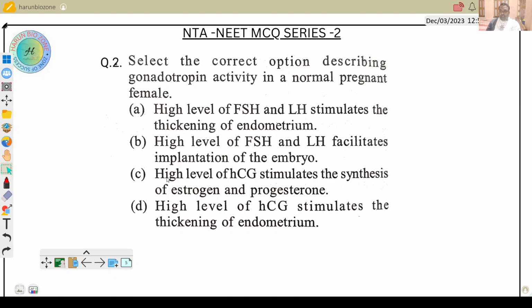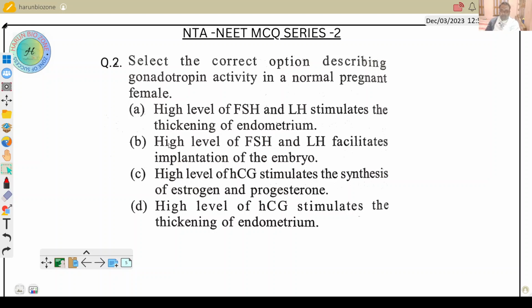So let's see option A, high level of FSH and LH stimulates the thickening of endometrium. Here it says when the level of luteinizing hormone and follicle stimulating hormone is high, that stimulates the thickening of endometrium. Endometrium means the inner wall of the uterus.